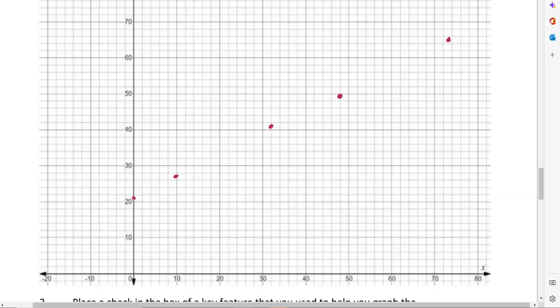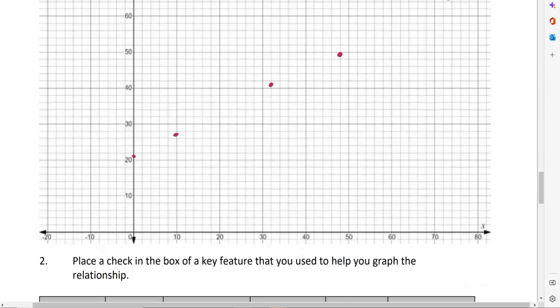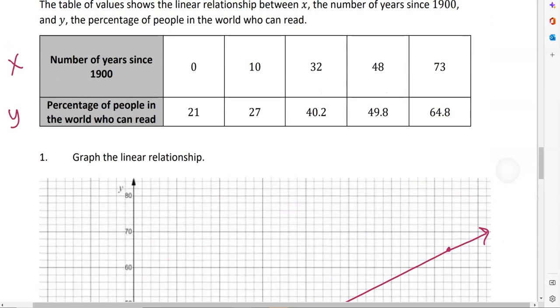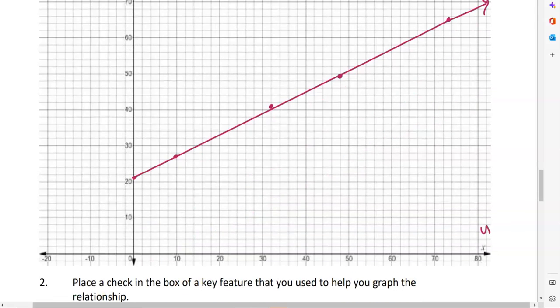All right, I'm going to connect these. How come I didn't draw an arrow on the other side? My x is number of years, right? Am I going to go back in time? No. So I know this line is going to begin at the y-intercept. This is where our study about people reading is going to start.